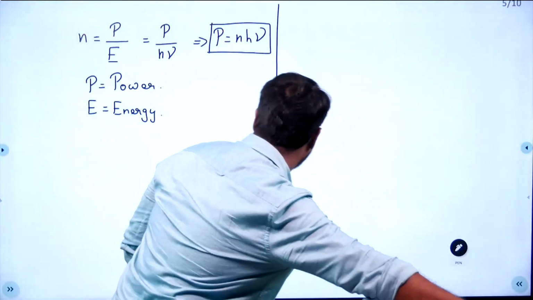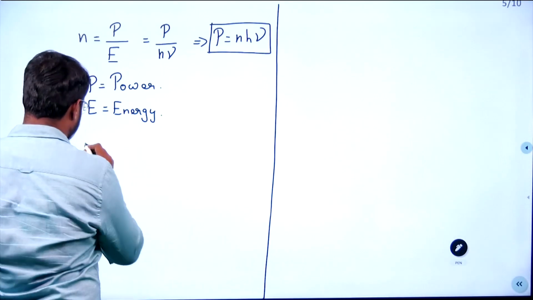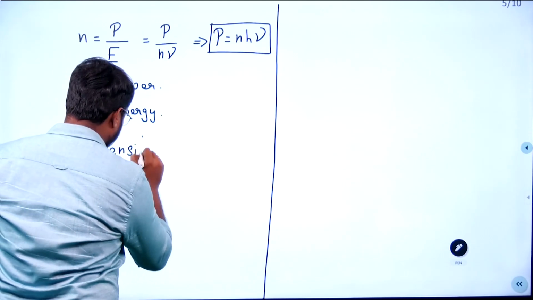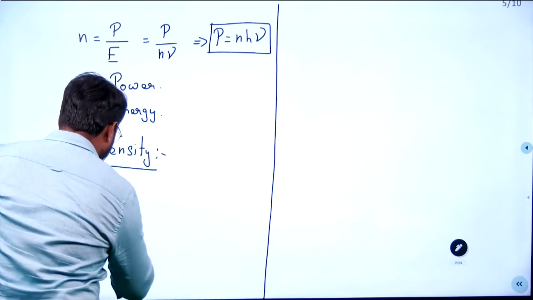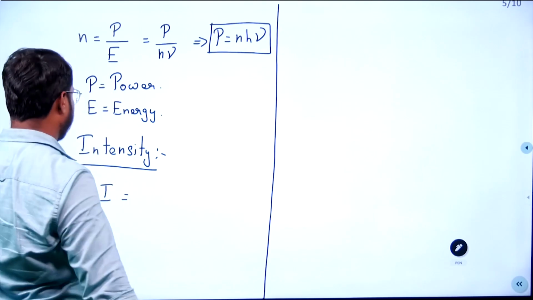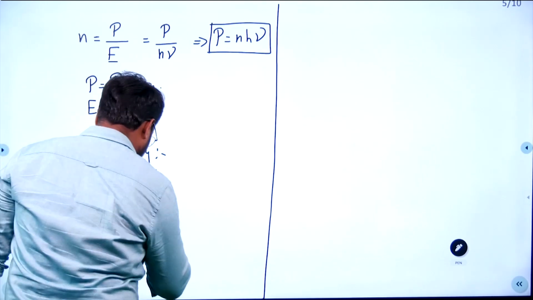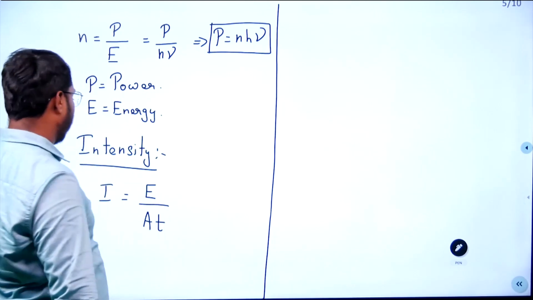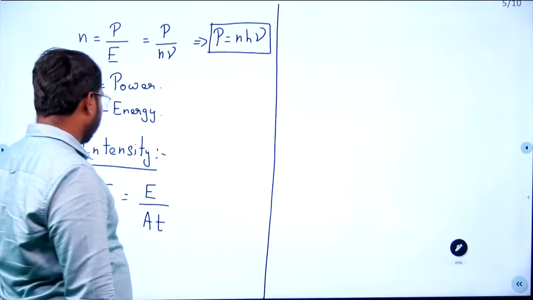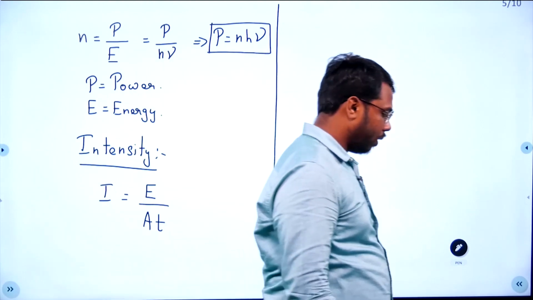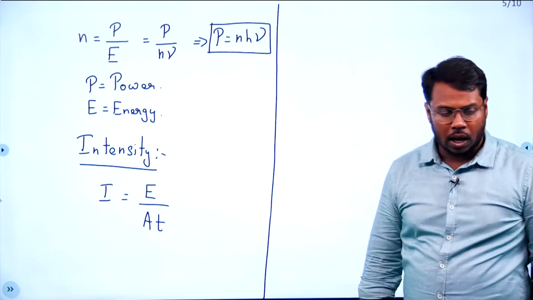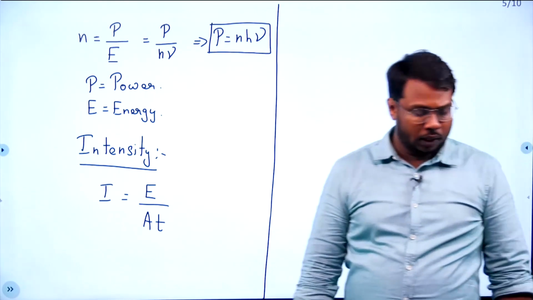Where the intensity is written as I is equal to E by A into T. I stands for the intensity, E stands for the energy, and A stands for the area.